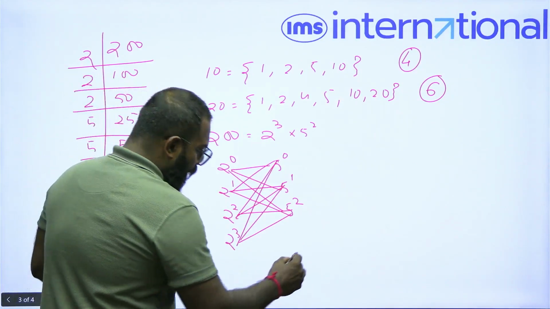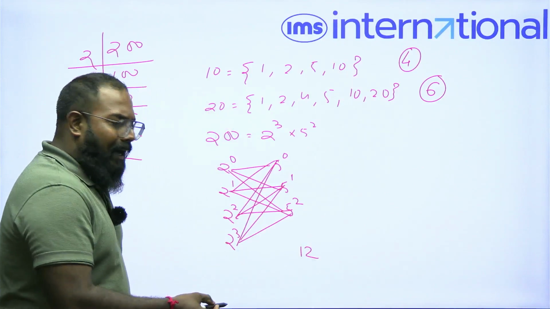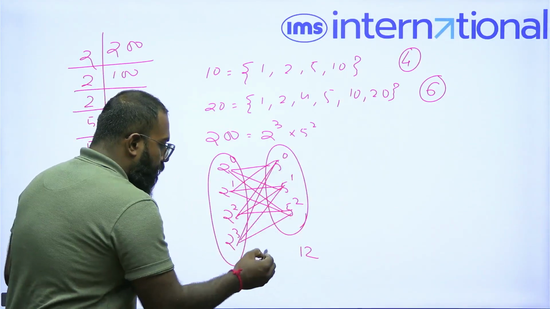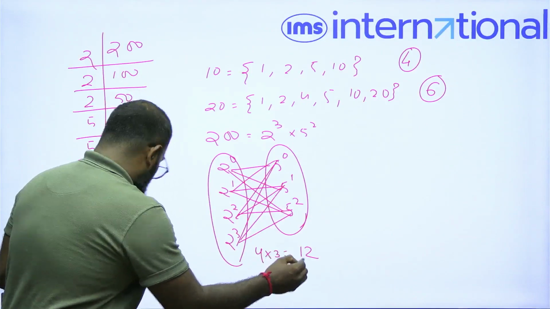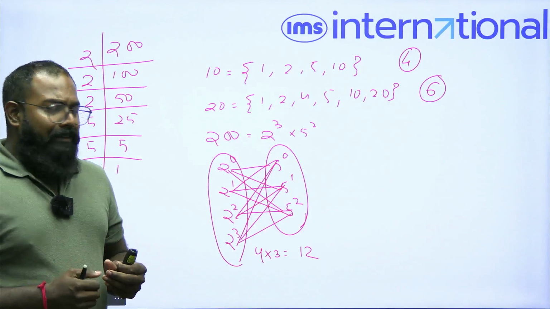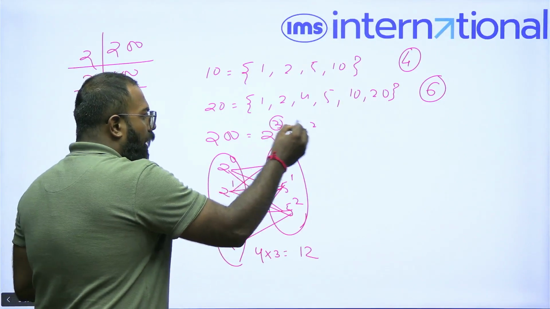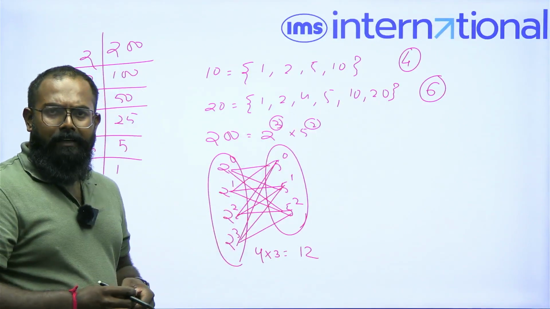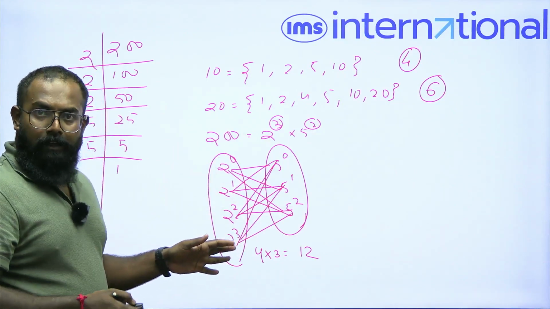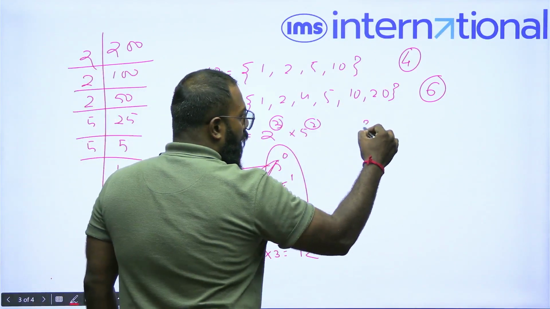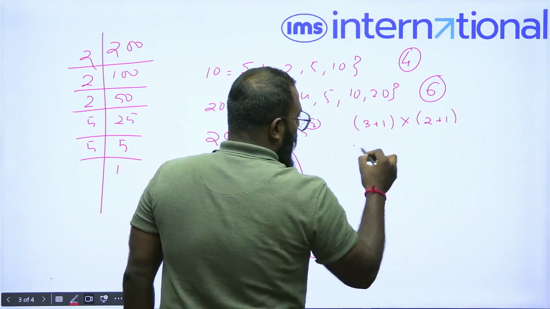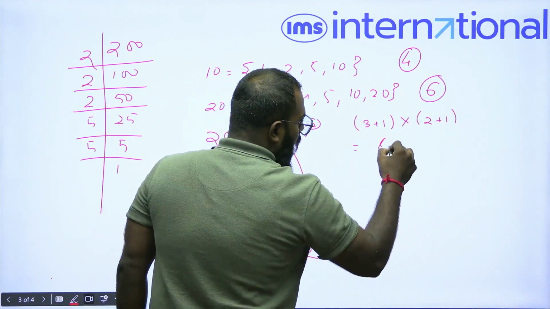Yes or no? So what I actually did is I just multiplied the number of options that I had in each of the columns. Yes or no? Now, can I say that I just added 1 to each of the powers and multiplied it? You don't need to write this every time. You just have to add 1 to each of the powers of the primes and multiply the results, and you will get the answer.